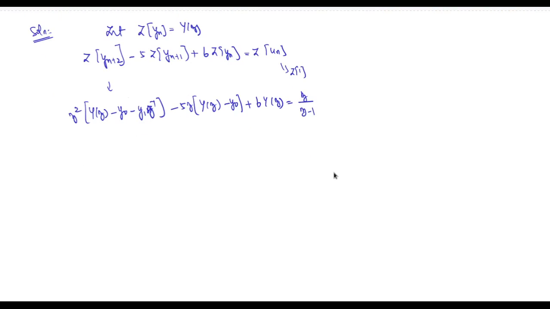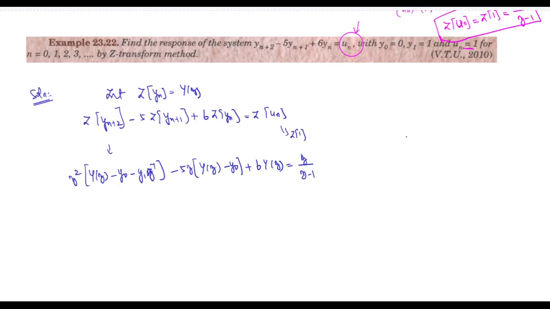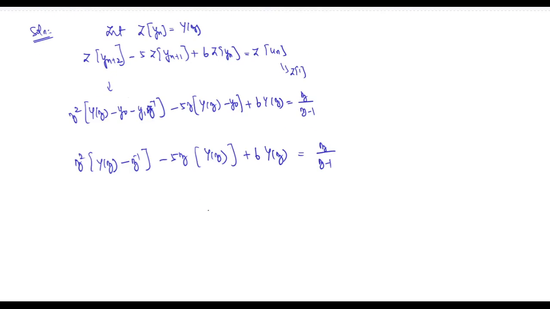Now everything else is similar. You have the y(0) value, which is 0, and the y(1) value, which is 1. So we can substitute those values here: Z square times Y(Z) minus 0, minus y(1), which is 1, so minus Z to the power minus 1, minus 5 times Z times Y(Z), because y(0) is 0, plus 6 times Y(Z), equal to Z divided by Z minus 1.